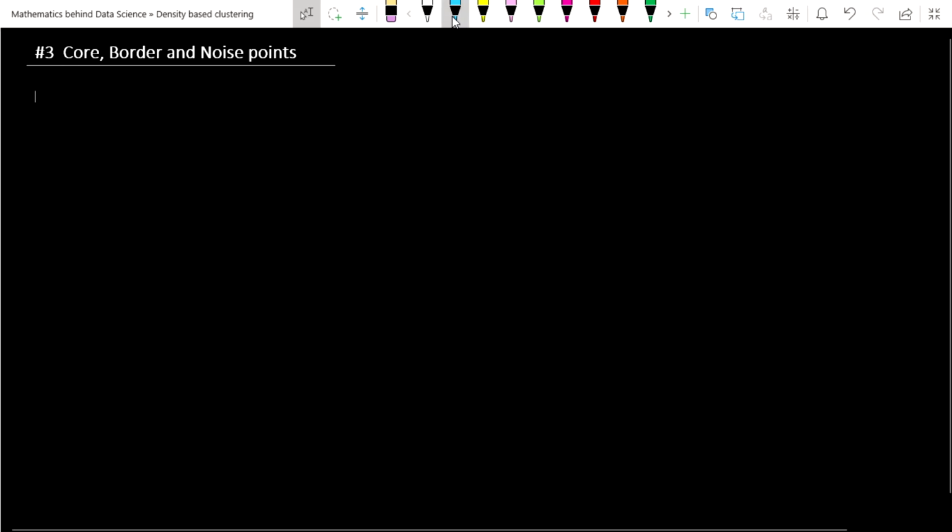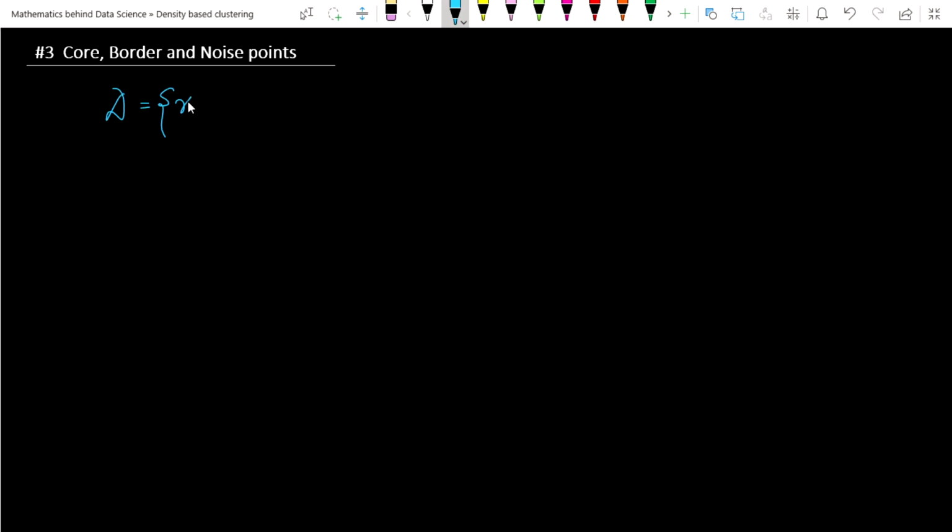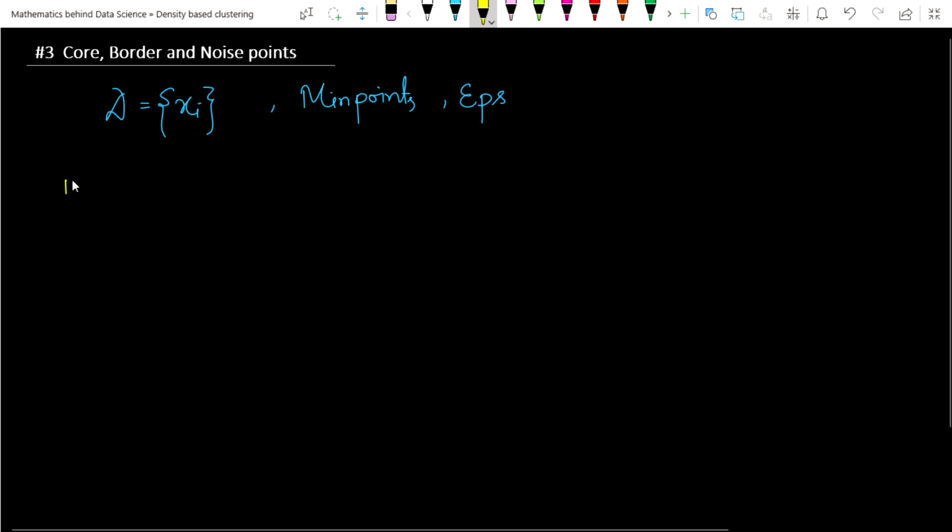In the previous lecture, we got the idea of what min points and epsilon are. Now, let's see what a core point, a border point, and a noise point are. Let's suppose we have a data set D like this. We already learned the concepts of min points and epsilon. Now let's discuss them one by one.